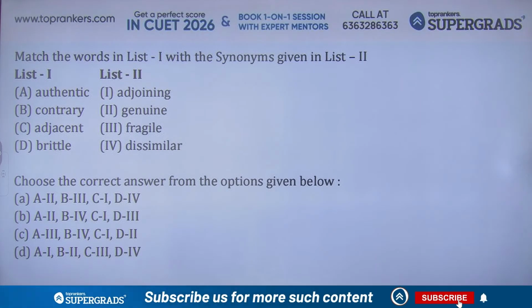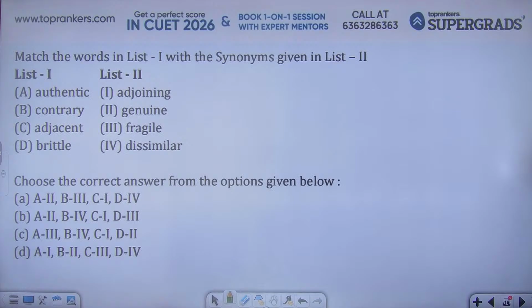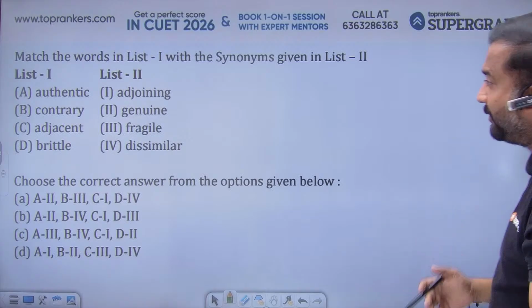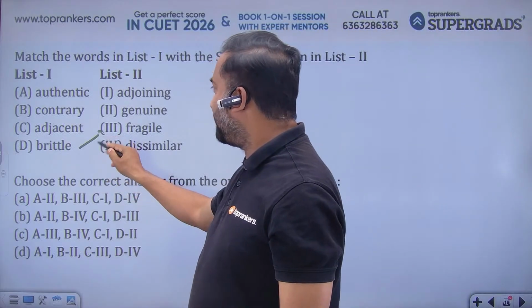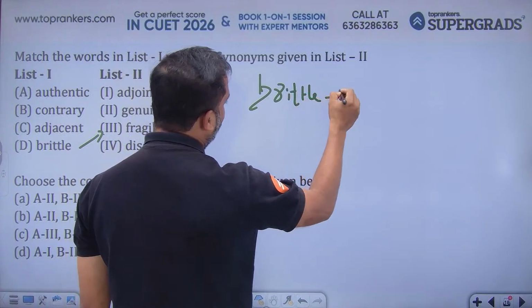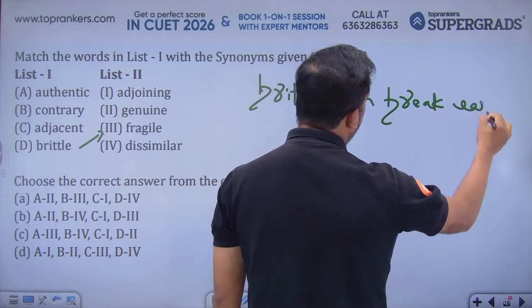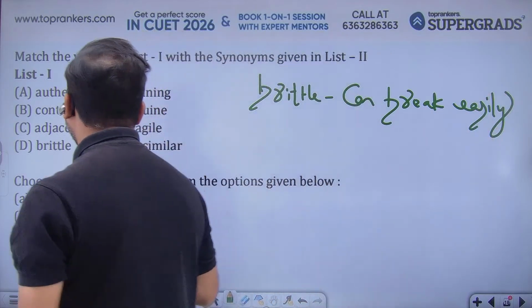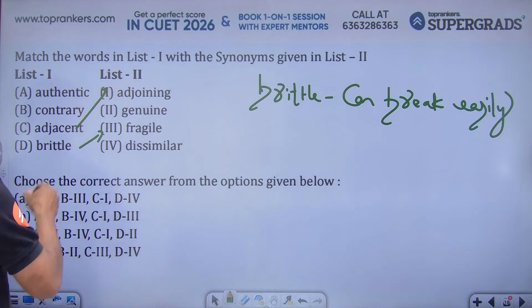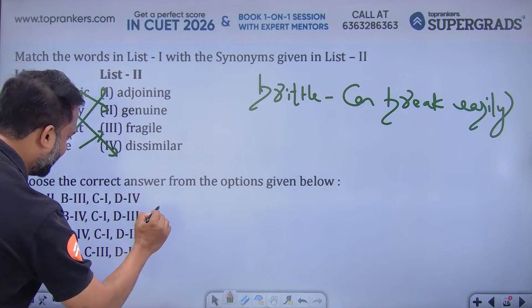Next up, another match the column format question, students. Another match the column format question for synonyms. Let's see if we can answer this. Let's see if we can learn something new. So brittle is something that is fragile. Brittle is something that can break easily. So that is brittle. Adjacent, adjoining, authentic, genuine, contrary, dissimilar. So A to B4, option B, A to B4, C1, D3, that is the correct sequence.